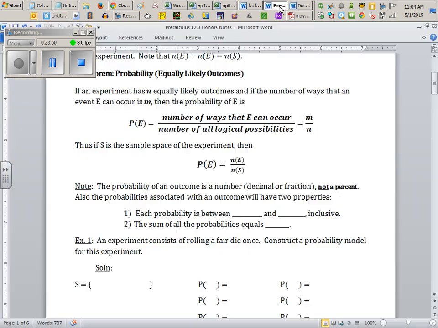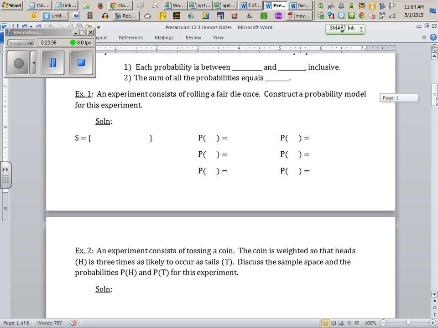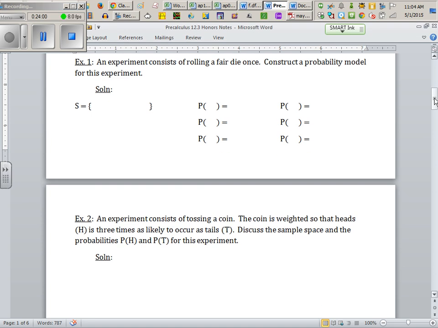Okay, so back to the notes. If a die is fair, so we can go back to talking about dice. This is more discrete now. If a die is fair, it has 6 faces, and there's no reason why it would land more on one number than another number, right?